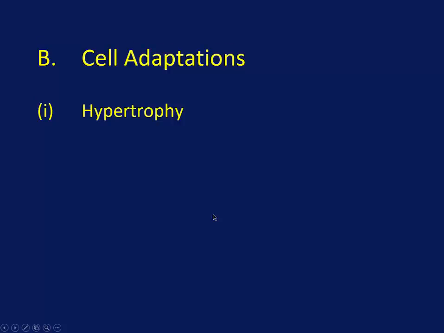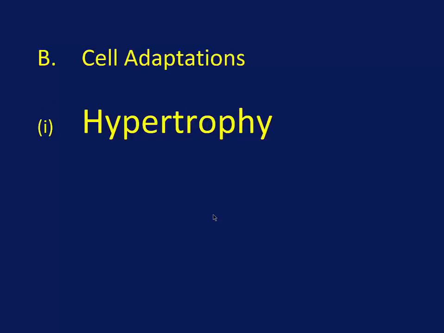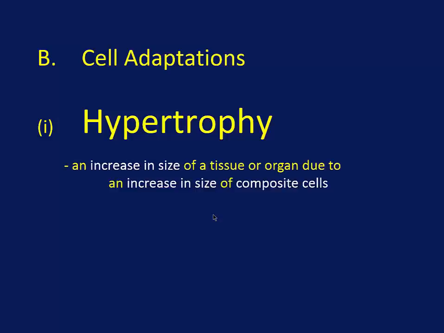So we'll have a look at the first adaptations. Now you've probably heard of this term before, hypertrophy, and if you look at the letters within the word hypertrophy, it gives you an idea of each letter, let's say, is a cell, and as we become more hypertrophic, that is, each individual cell gets bigger, that is, letter gets bigger, and the size of the tissue gets bigger. So that's the definition of hypertrophy: increase in size of tissue or organ due to an increase in size of composite cells.